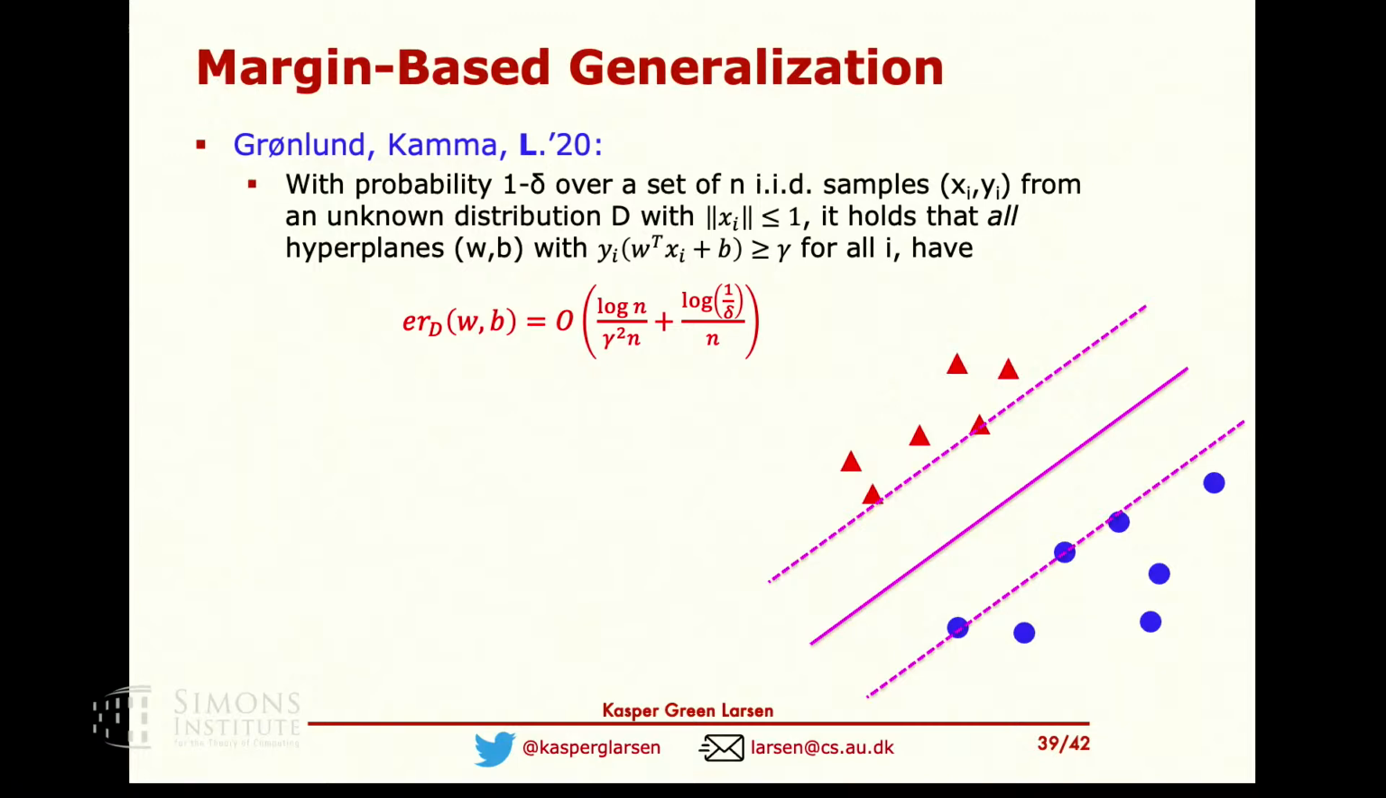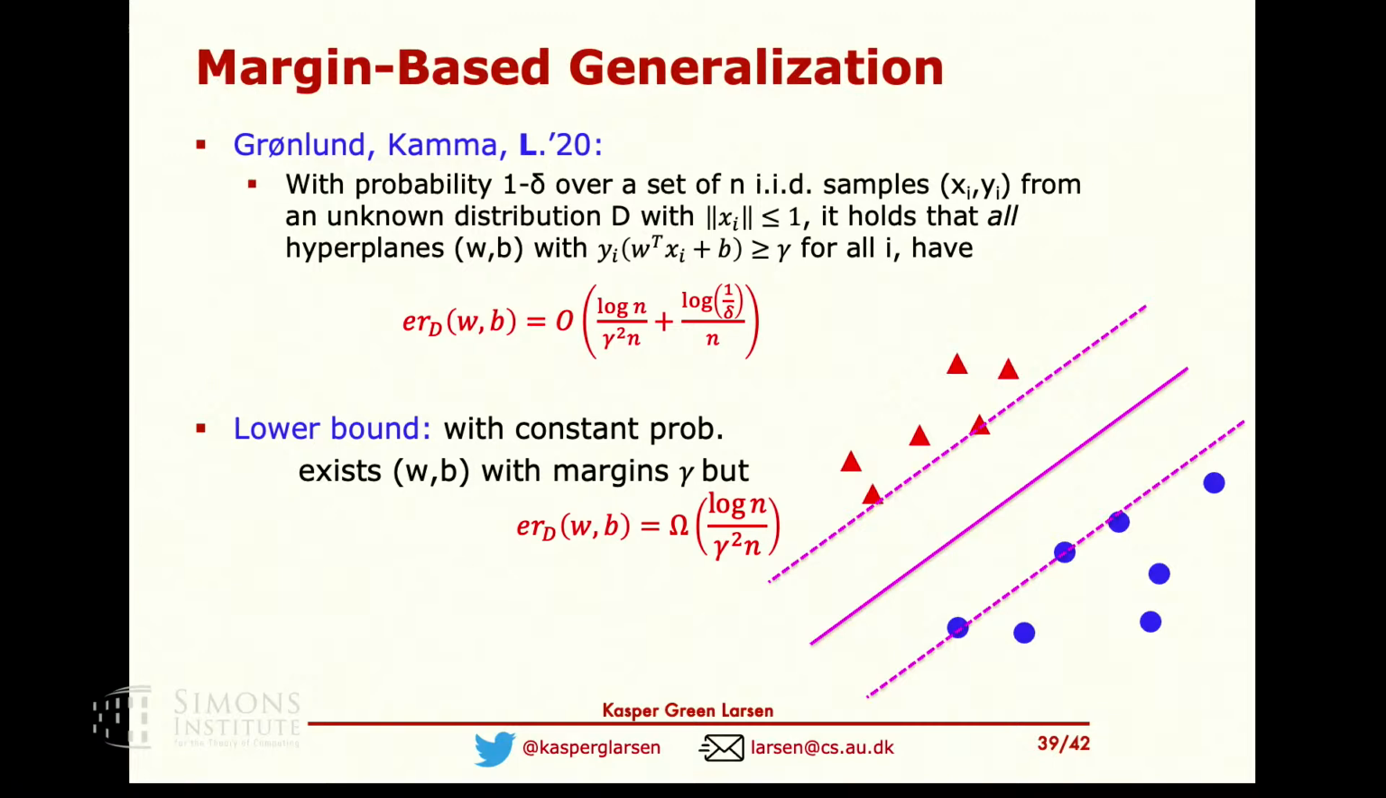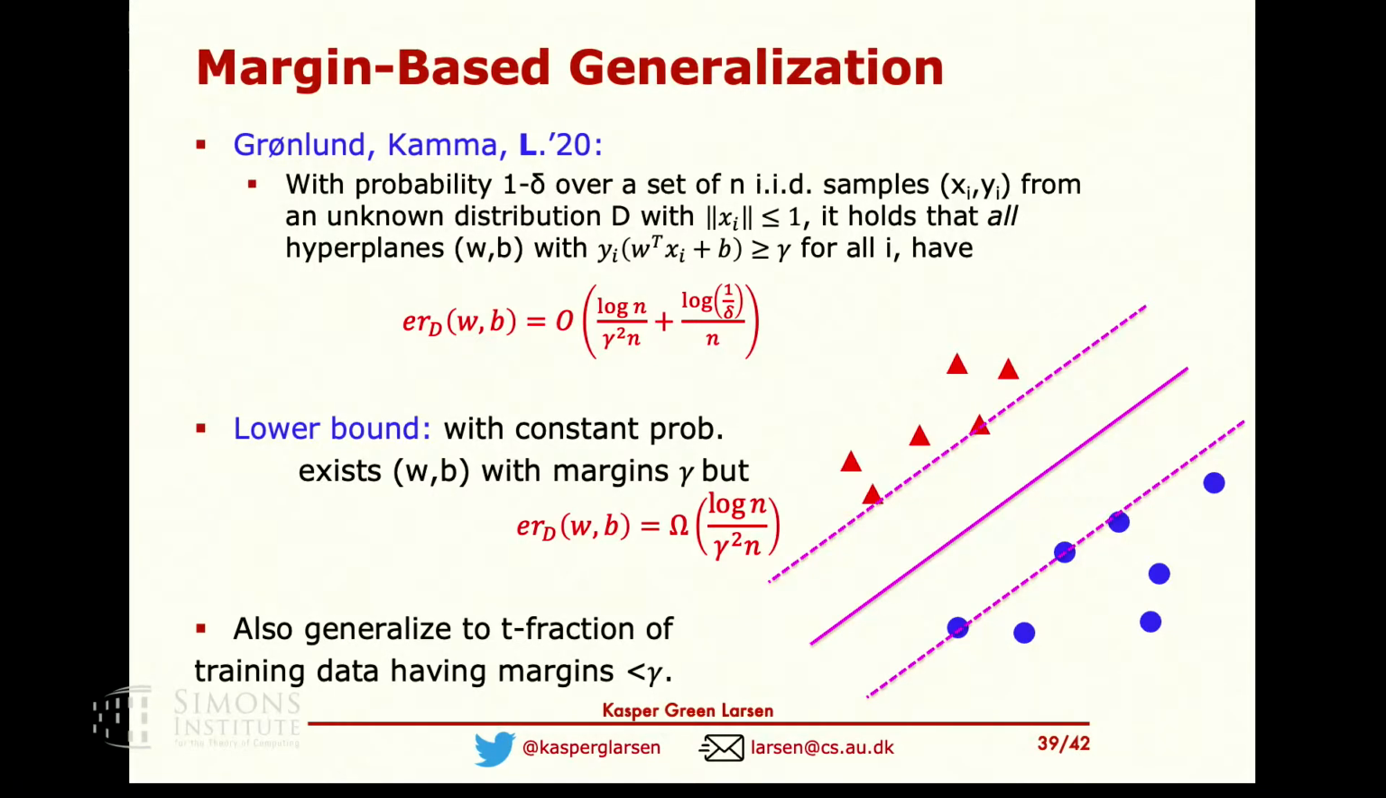So we get this generalization bound. I mentioned we had this lower bound that says, with constant probability, there exists a hyperplane with large margins and a large error at the same time, so it's tight, if this is the kind of guarantee you want. In the work, we also generalize it to what happens if it's not all the points that have a large margin, but a t fraction that have a margin less than gamma. You can also prove generalization here. We did that, basically the same approach.